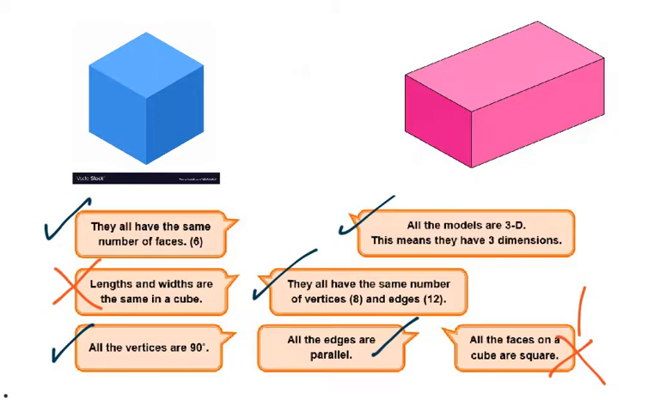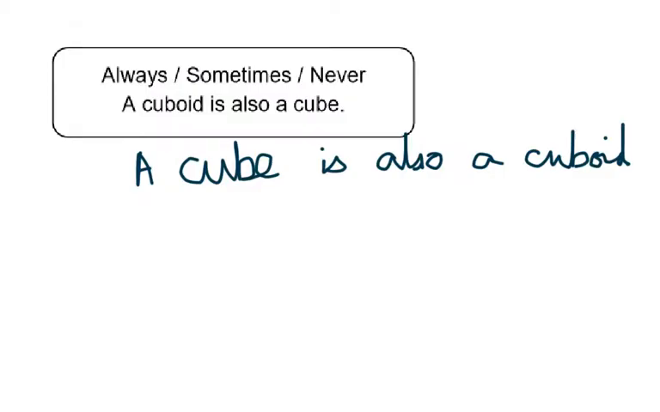So a cube is a special type of cuboid, but not the other way round. So this original statement, a cuboid is also a cube, could, I would say, be sometimes. If that cuboid is a cube, then yes, it is a cube. A cube is also a cuboid, so the other way round is always true.